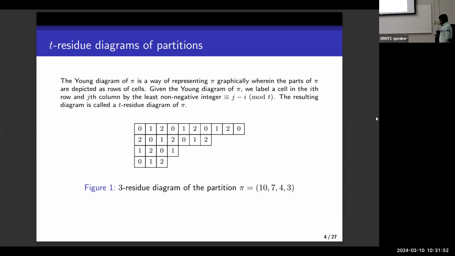Given the Young diagram of a partition, we can label a cell in the ith row and jth column by the least non-negative integer congruent to j minus i modulo t. If we consider the example 10743, we construct the Young diagram, and then we label the cells as 0s, 1s, and 2s. Those are the residues modulo 3. Note that we label diagonally 0, then go to the next diagonal with 1s, then 2s, and so on. This diagram is then the t-residue diagram in general, and for this we have the 3-residue diagram here.